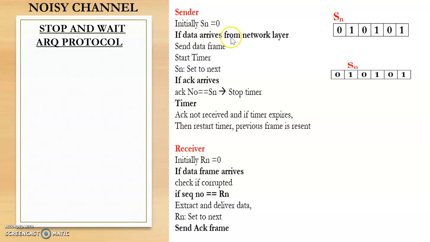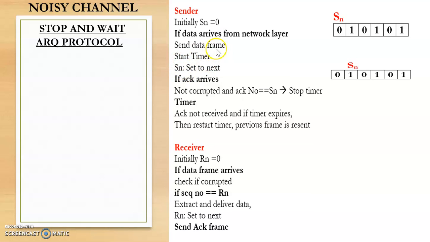That means the first frame which will be sent will have a sequence number as 0. Next, if the data arrives from the network layer, then the data link layer will receive the data. It will make a frame and it will send the data frame with the sequence number. Now initially the sequence number was set to 0, so it will send a data frame with sequence number as 0. That is, the first frame will be sent with sequence number as 0. And after sending the frame, the sender will start the timer.